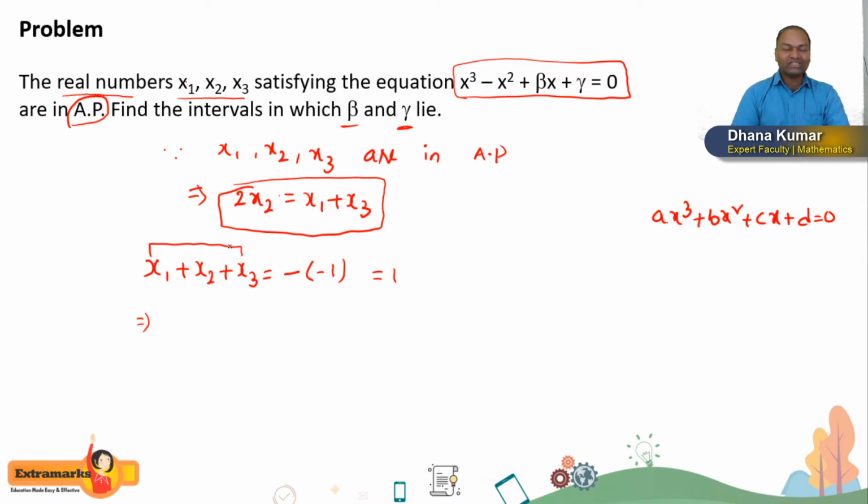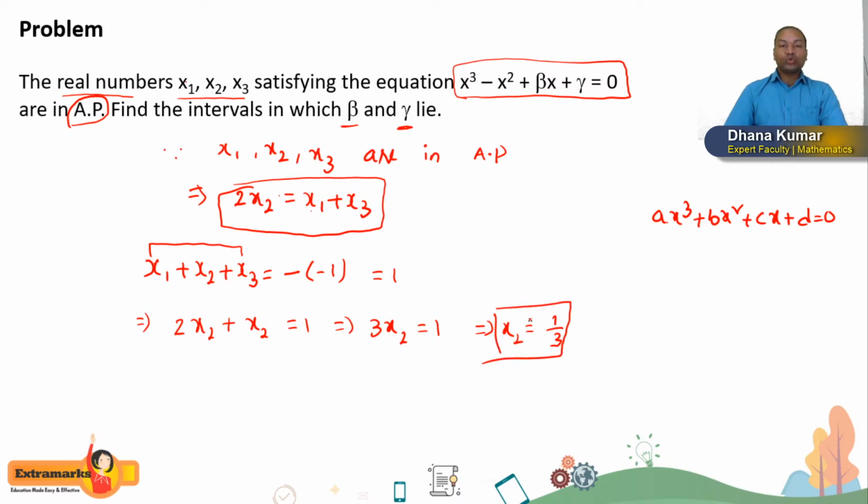x1 plus x3. x1 plus x3 value is what? 2x2. So I am writing 2x2 plus already one more x2 is there, is equal to what? 1. Implies 3x2 is equal to 1. Implies x2 is equal to 1 by 3.